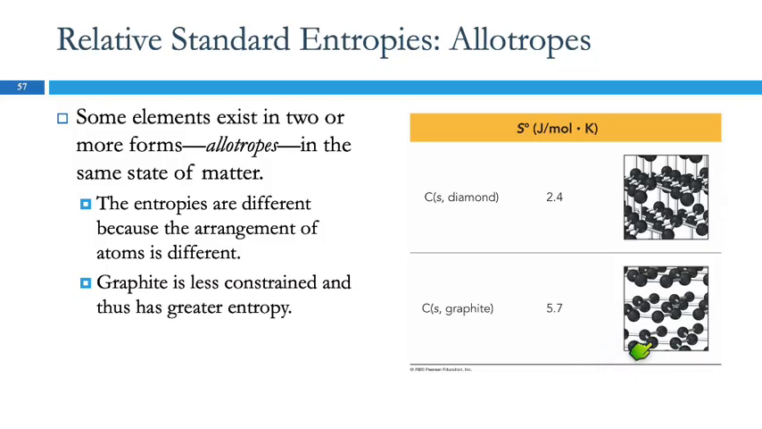And here we have hexagonal rings of carbon that are covalently bonded to each other, but the individual layers are only held together by intermolecular forces. Whereas in a diamond, we have a three-dimensional structure that is all covalent bonds. The entropy here is lower because those atoms are more constrained. They cannot move as much as the atoms here. So lower entropy, higher entropy.